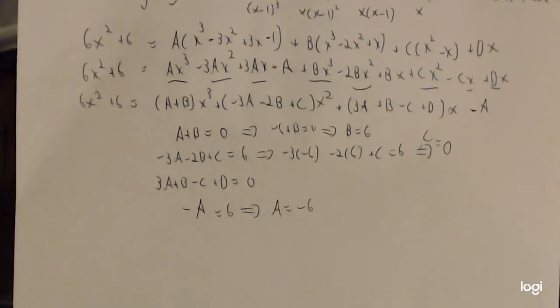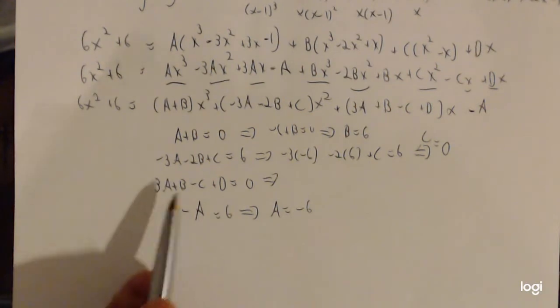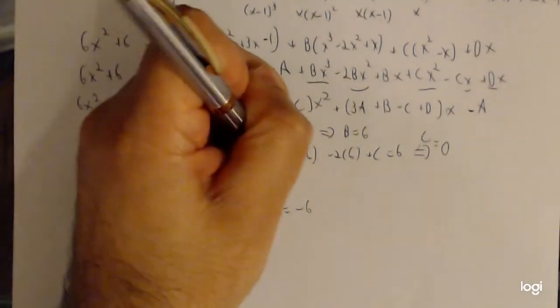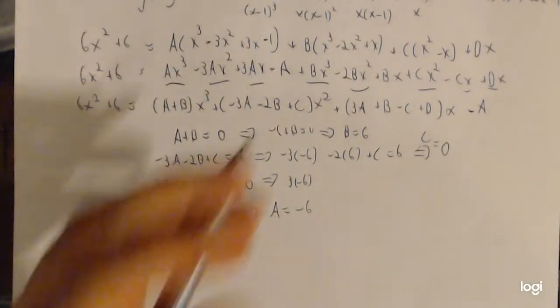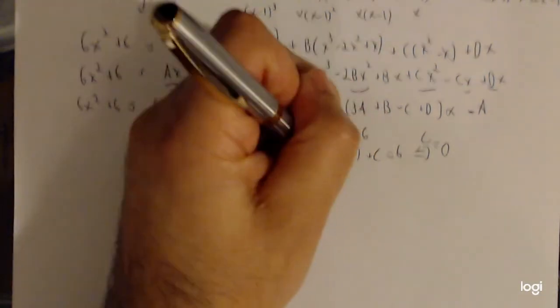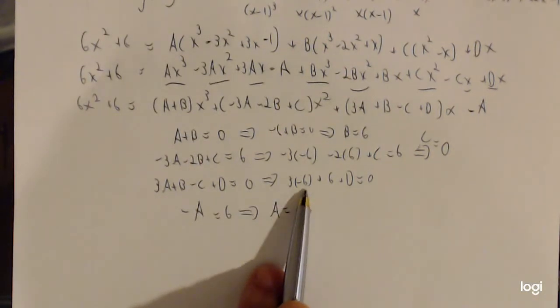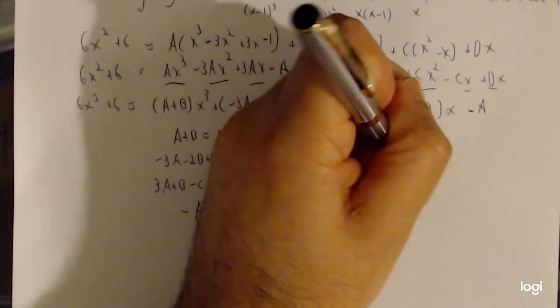Okay? And then lastly, I could get what d is. So what do I know? A is negative 6, so it'll be 3 times negative 6, plus b is 6, c is 0, so that's gone, plus d equals 0. And then what do I have? Negative 18 plus 6 is negative 12. If I add 12, then d is 12.